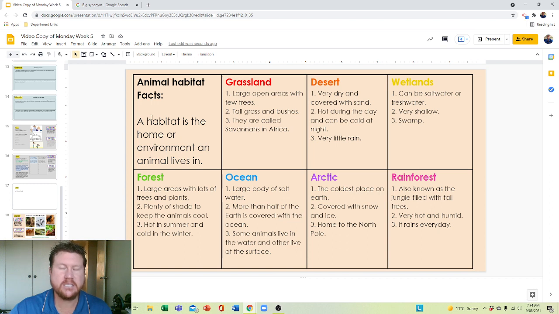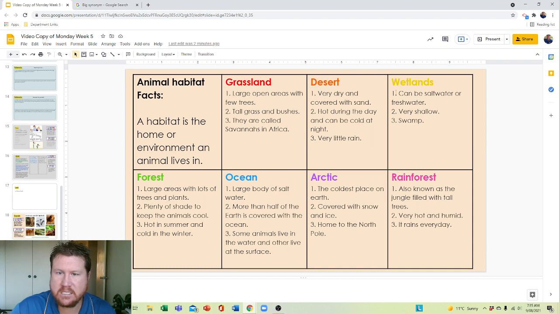So this is not telling you about the habitat of the animals, it's talking about the habitats where the animals live. Habitat is where you live. So in grassland, grassland is large open areas with few trees. So grassland, mostly fields and paddocks. Tall grass and bushes, so little shrubs. They are called savannas in Africa.